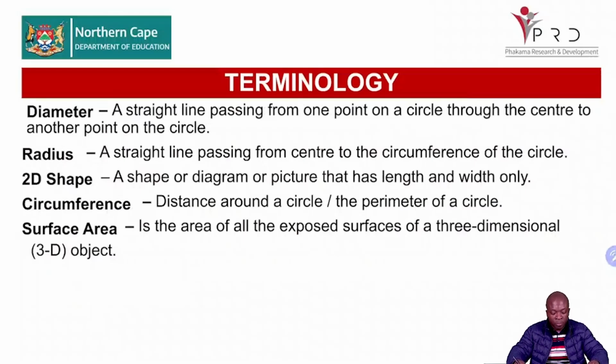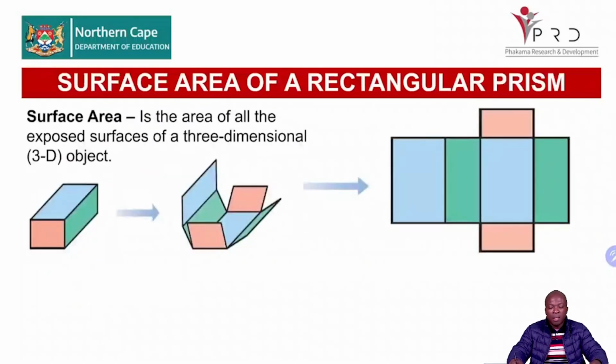Surface area. This is the area of all the exposed surfaces of a 3D object. So if you have got a box that has got 6 sides, surface area is the area of all those 6 sides. If you have a cylinder, surface area is the area of the drum and the area of the 2 circles.